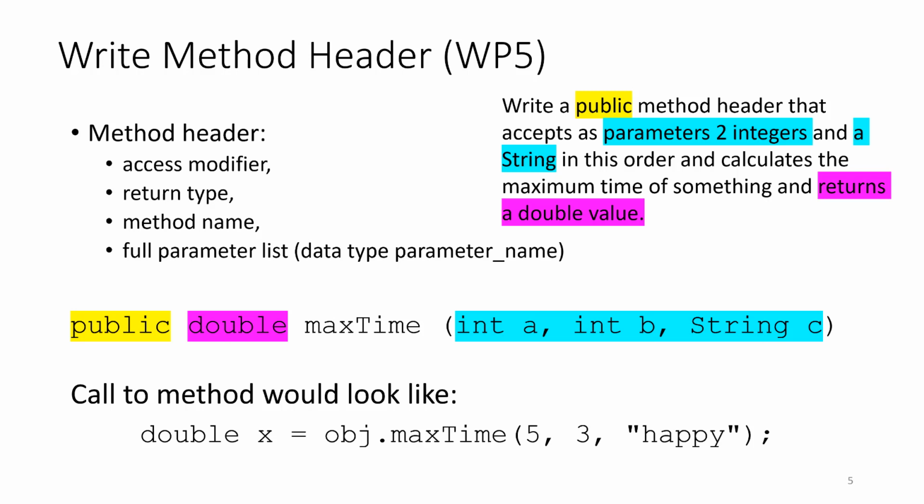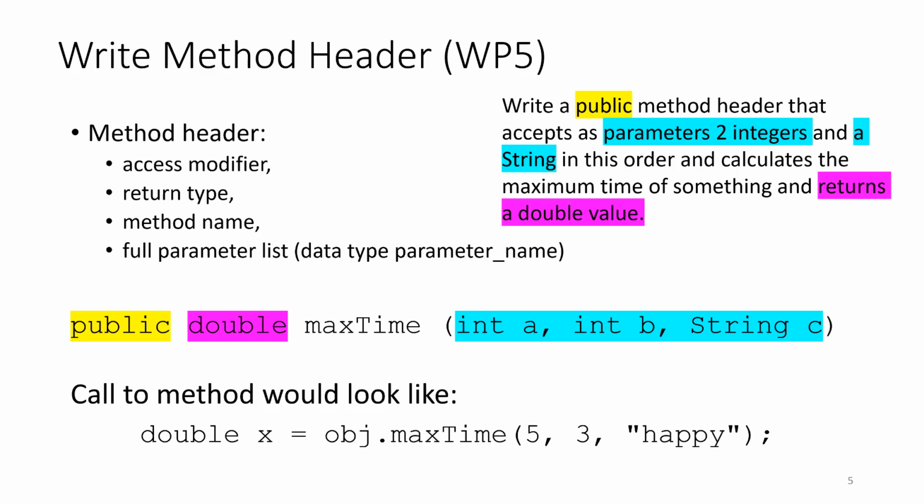If we want to see what it looks like when we actually call this method, we would say double X, because the method is returning a double value and we need to capture that in another variable, is assigned the value of object.maxTime. Remember that since this is Java and it's an object-oriented programming language, all methods, unless they are in the class, have to be invoked from an object. Here we've just substituted obj for the object reference.